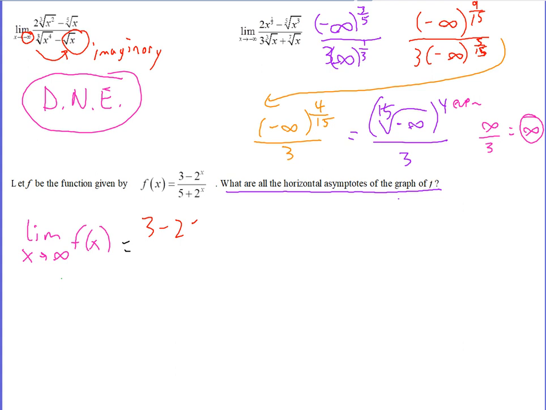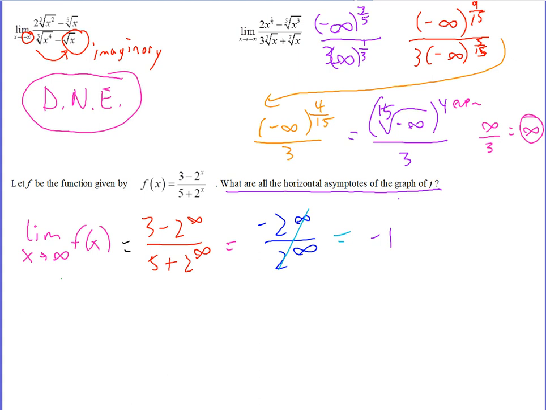3 minus 2 times infinity, 5 plus 2 times infinity. So here you can see the 2 times infinity terms are much larger than the 3 and 5. So you just end up with negative 2 infinity over 2 infinity. And then those have the same base, same exponent. If you completely reduce that, it just gives you negative 1. Okay. So we got a specific number.